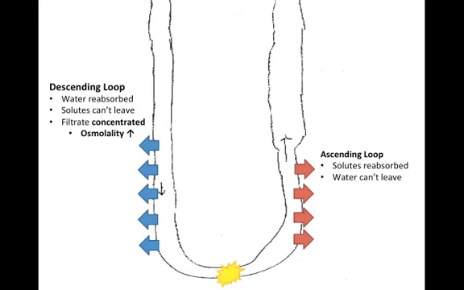Water is unable to leave, so it gets left in the ascending loop. So now, even though we have a lot of salt here, we're taking a lot of the salt back. And because of that, we're unconcentrating our solution. So basically, the osmolality is going to decrease, and we're going to see that it comes back to a less concentrated state as it's traveling up the ascending loop.